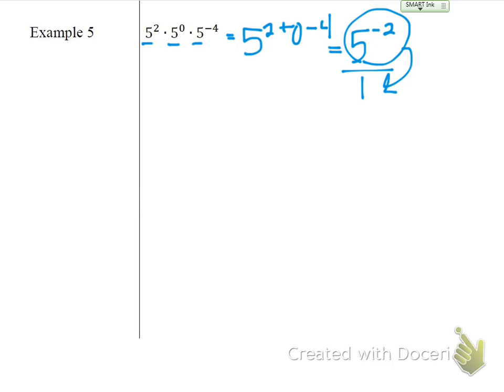Question? Okay. Say it again. Yes. Yeah. Okay. So that gives me 1 over 5 squared. And what's 5 squared, guys? 25.